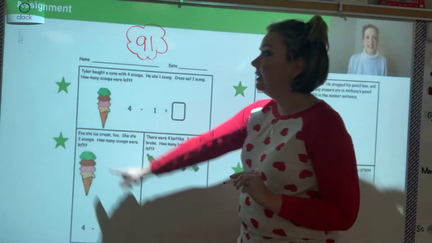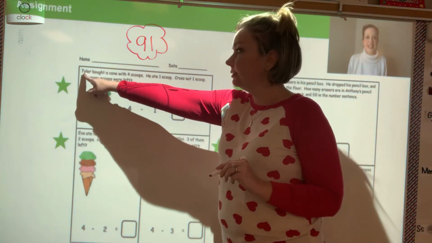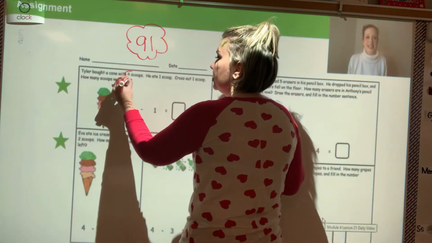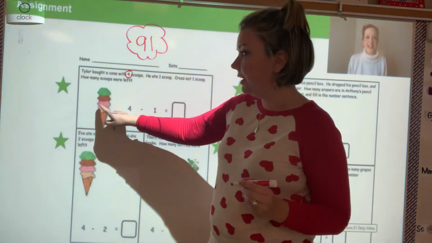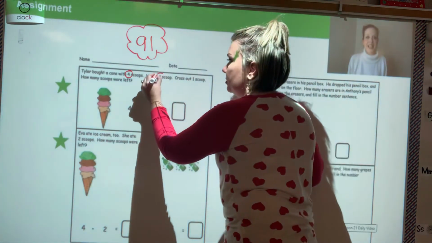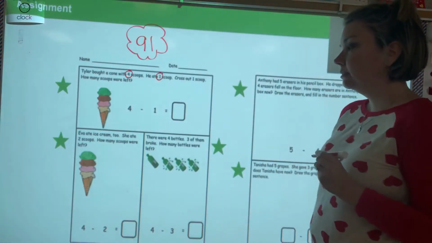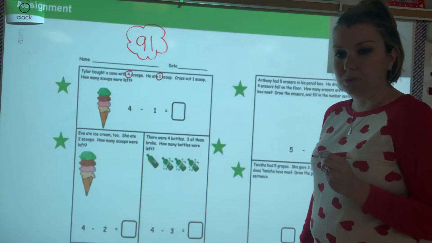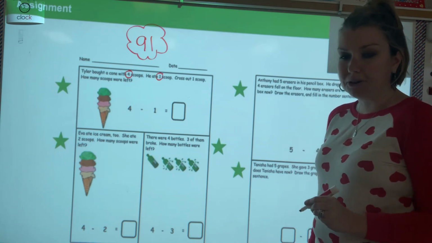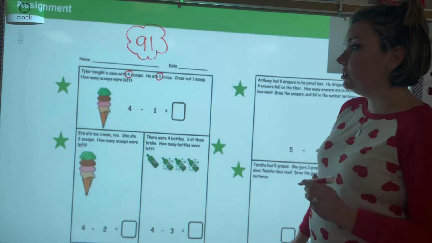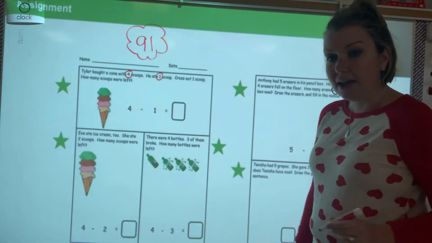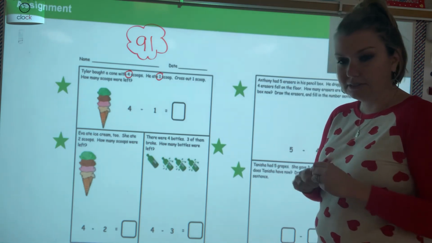Here it says, Tyler bought a cone with 4 scoops. 1, 2, 3, 4. He ate 1 scoop. Cross out 1 scoop. How many are left? Do it on your paper. Cross out 1 scoop, and in our mystery box, I want you to write how many are left.